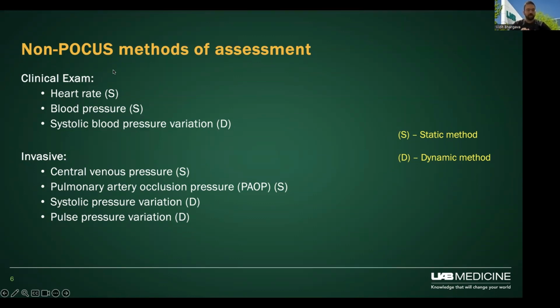So the non-POCUS methods are, you can use your clinical exam. So what are certain things that help with that? These are pretty obvious to all of us in critical care. We look at the heart rate, we look at the blood pressure, generally the systolic blood pressure, and then the systolic blood pressure variation and changes with those upon giving a fluid bolus.